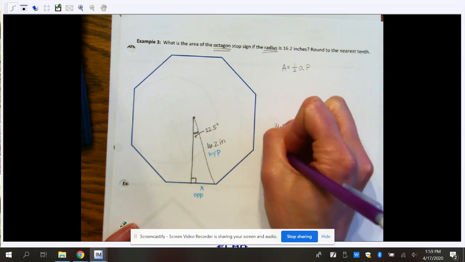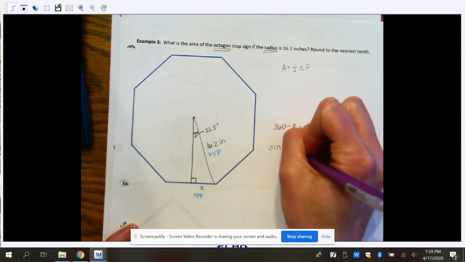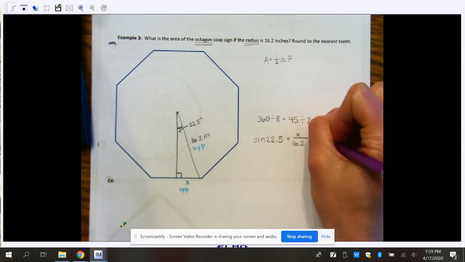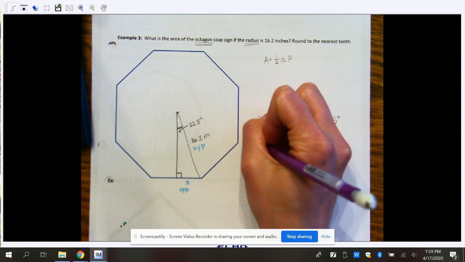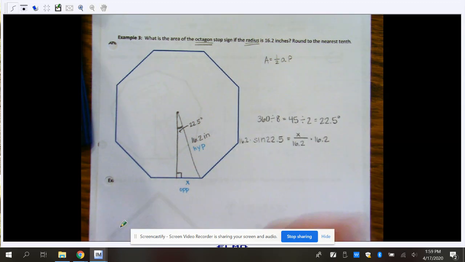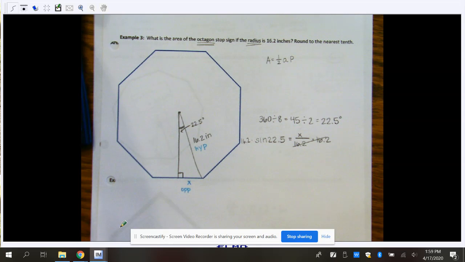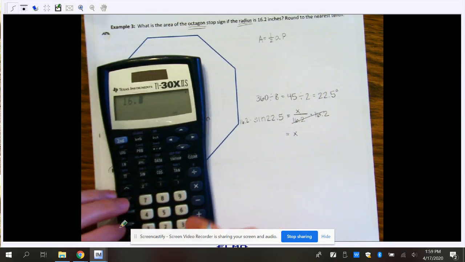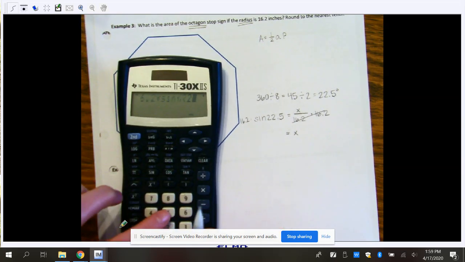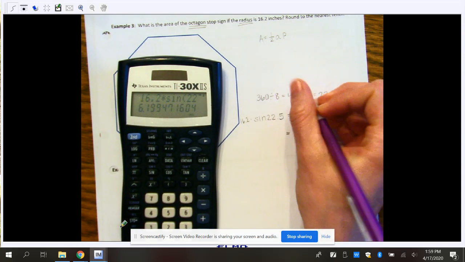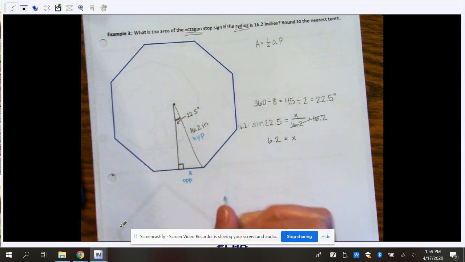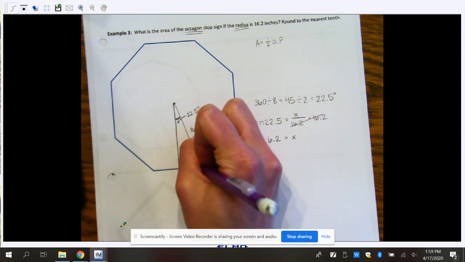All right, so my equation is going to be the sine of 22.5 equals opposite over hypotenuse. Always start by clearing your fraction. And this is going to be nice because I won't have that extra division step at the end. The x is by itself. So once I multiply 16.2 times the sine of 22.5, it's going to be 6.2. So that's this right here.